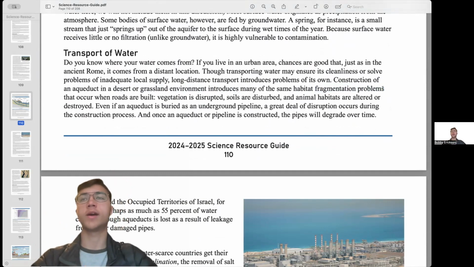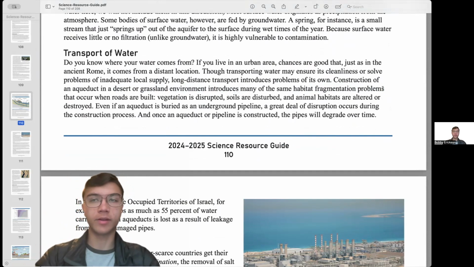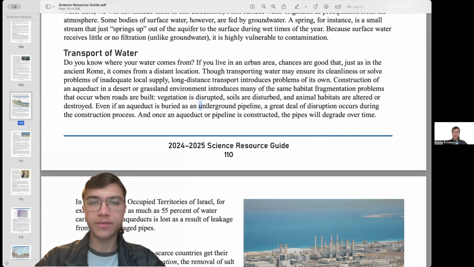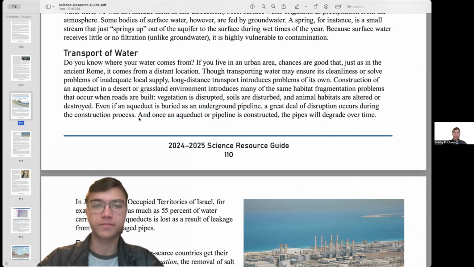So you may be asked a question about fragmentation and how water and aqueducts may influence this, just like when roads are built. And so here are a few of the effects, which are vegetation is disrupted, soil is disturbed, animal habitats are altered or destroyed. And so this here says that even if it's buried in an underground pipeline, there's still disruption that occurs during the construction process itself. So you still have to dig under the ground in order to get an underground pipeline in there, and therefore you're disrupting the habitat.